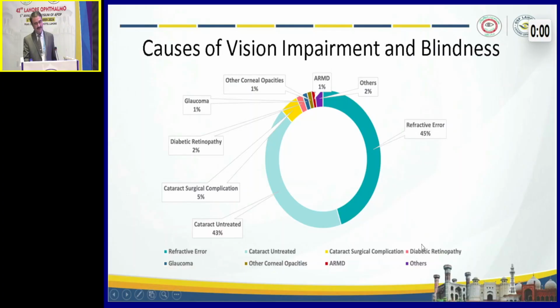So the causes of vision impairment and blindness from this data which we extrapolated, we got the results with refractive error at 45%, untreated cataract at 43%, cataract surgical complication at 5%, and the remaining are diabetic retinopathy, glaucoma, other corneal opacity, ARMD, and other.